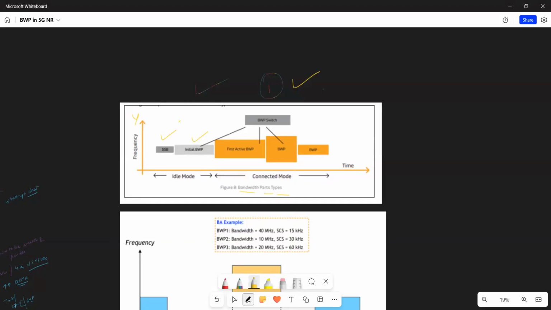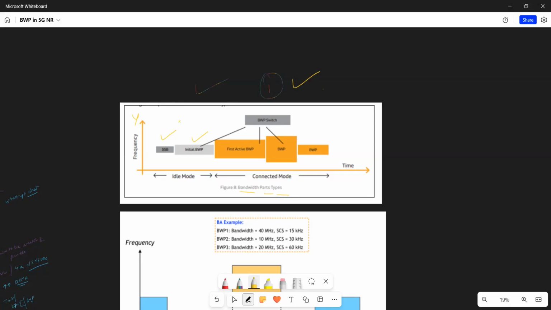Then you have the first active BWP. Always consider BWP in the frequency domain, because it is defined in the number of RBs. The bandwidth is in frequency. So this first active BWP is there. The ID is not given here, like BWP ID 0, 1, 2, 3. Simply understand this is the first active BWP. Now the UE is switching to another BWP, a different BWP. This is how BWP switch is happening.